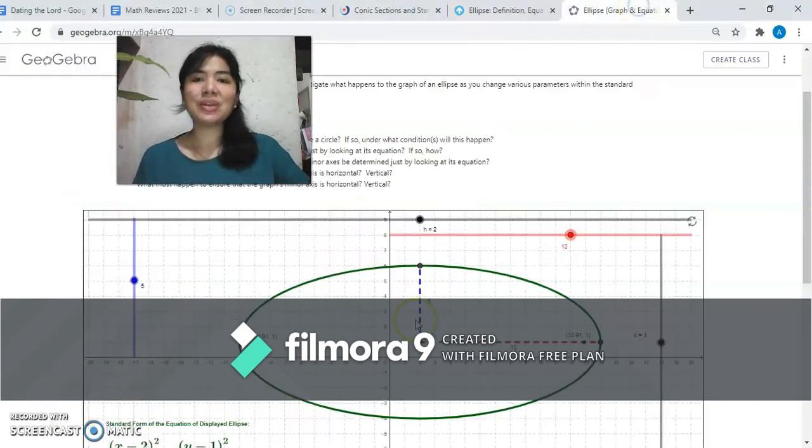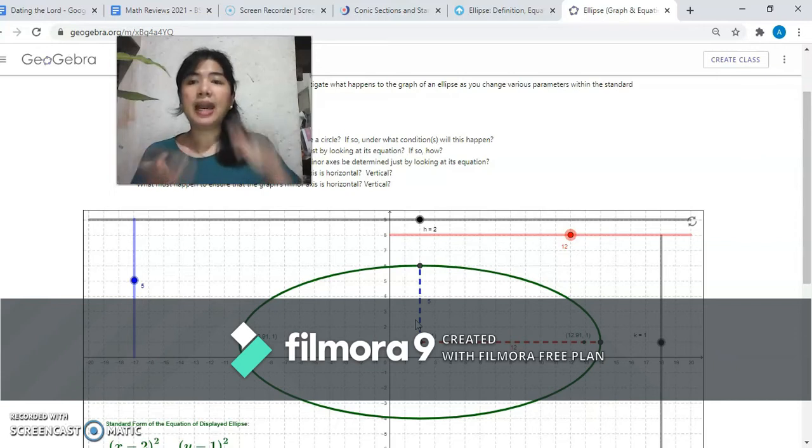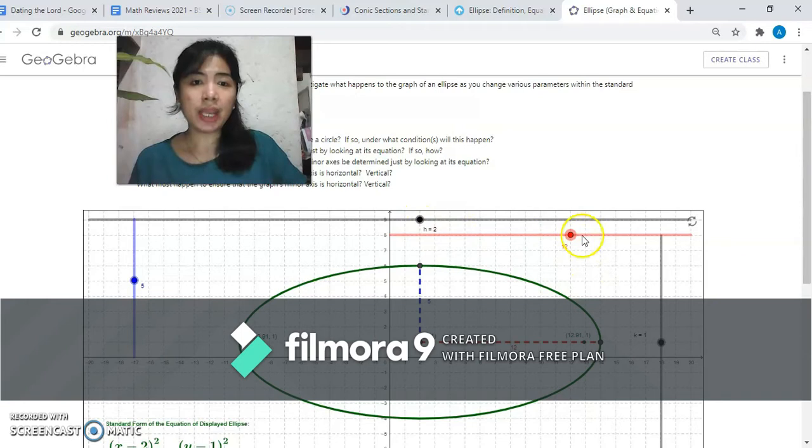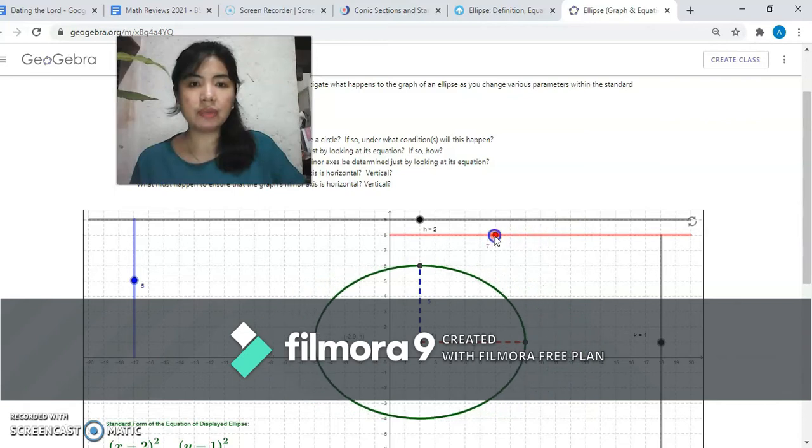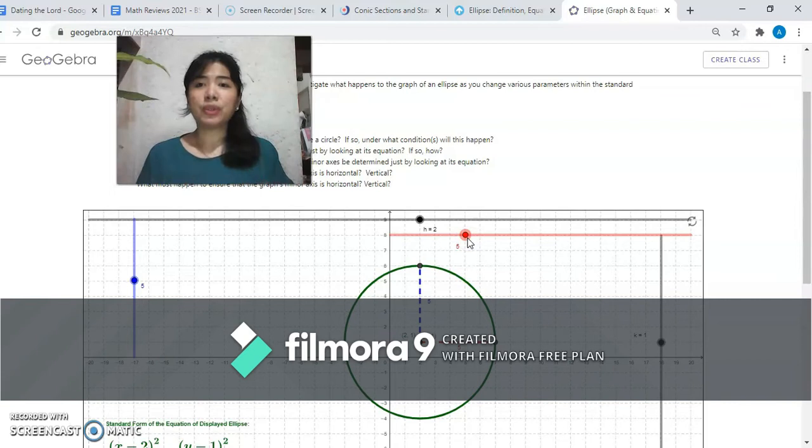So let's use the build of Tim to illustrate that. It's quite obvious, guys. When the half of the major axis and the half of the minor axis are the same, this is our A here, and our B is 5, so we'll decrease this to 5. So yes, guys, it's so obvious. We will be able to form a circle.